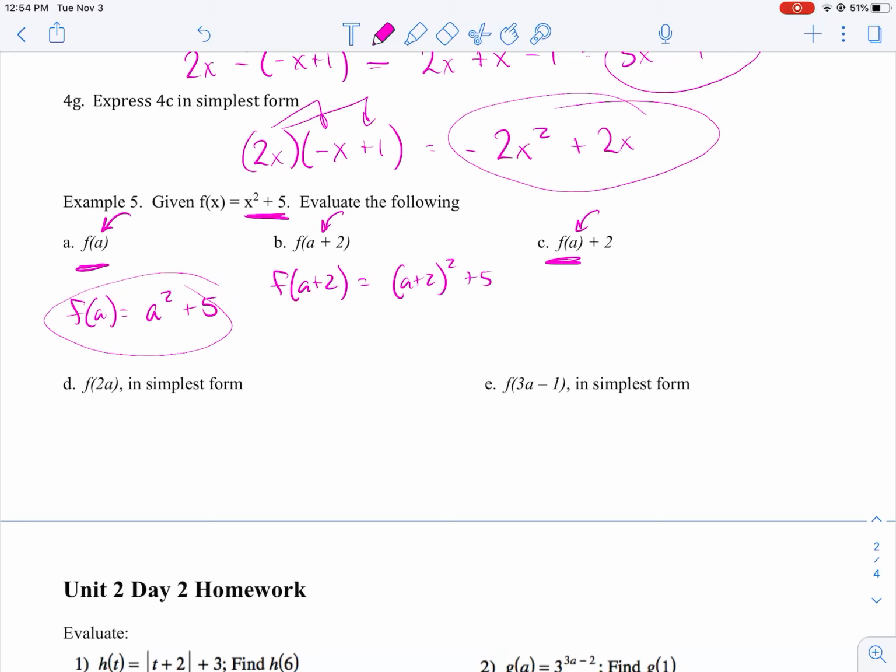Now, the difference between c and a is that the plus 2 comes outside of our function. So it's actually f of a plus 2. That is a squared plus 5, just like we had over here, and then we add 2. So we actually end up with a squared plus 7.